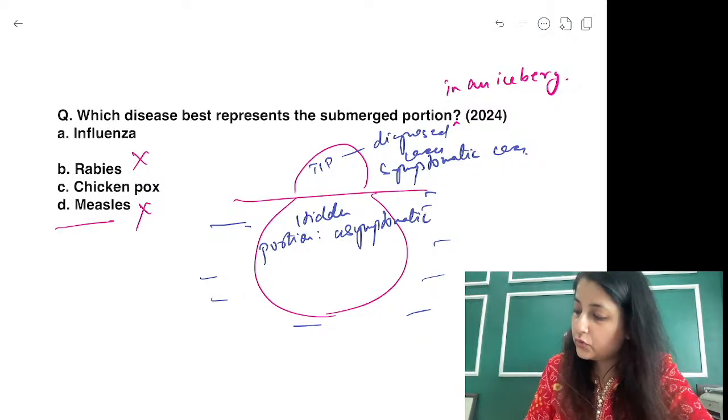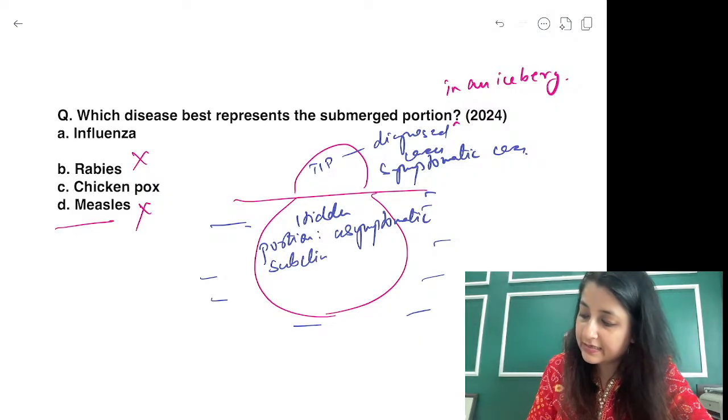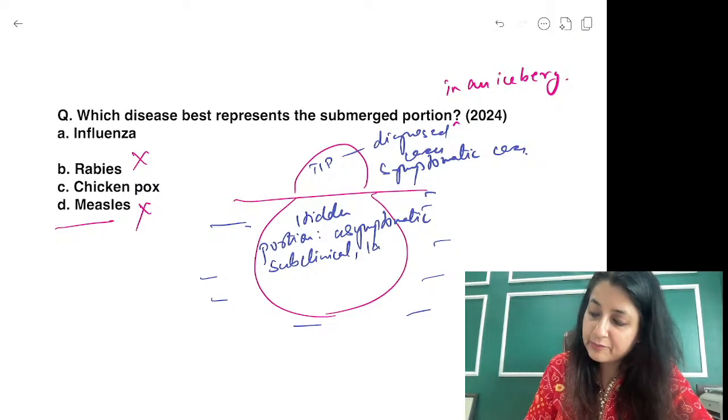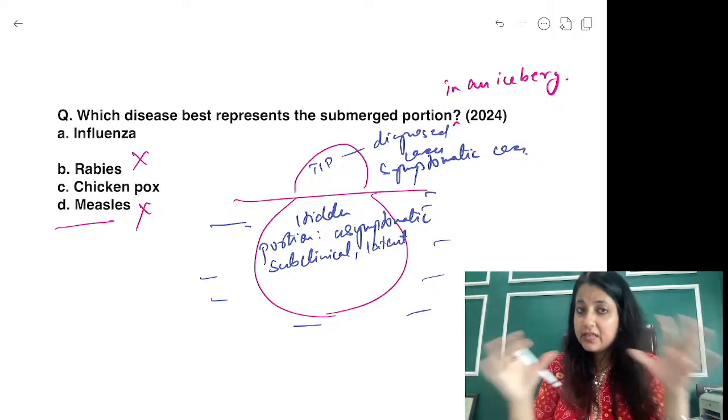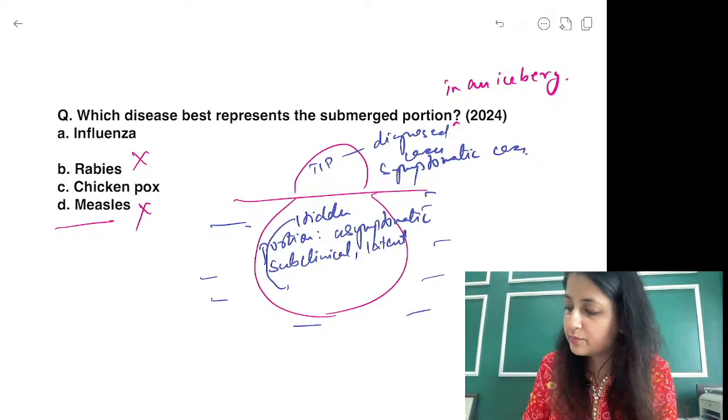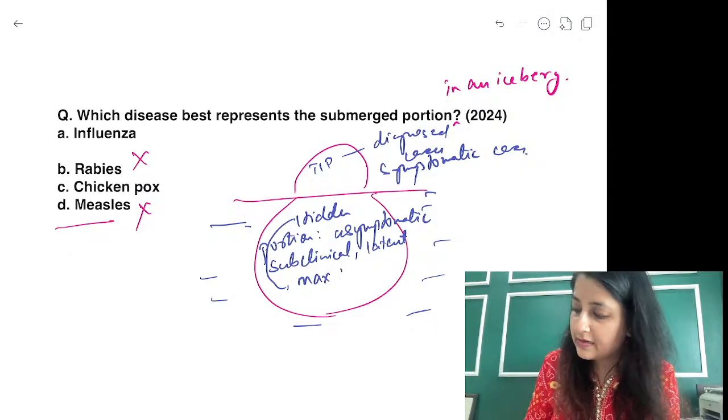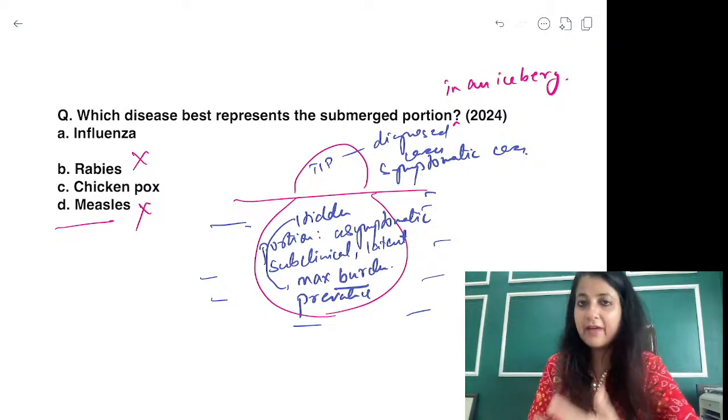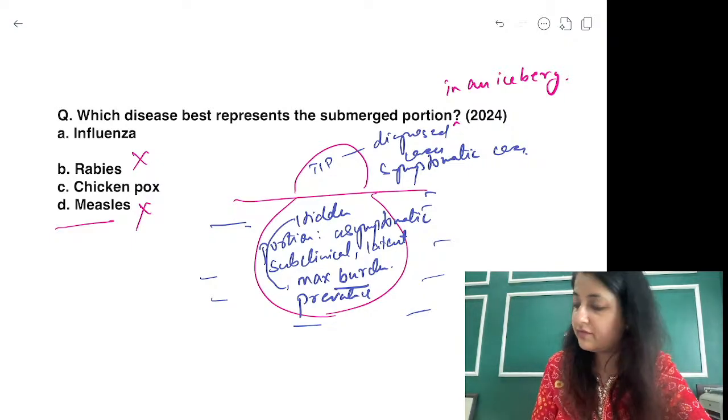Alright, or you could also say subclinical cases. Asymptomatic, subclinical, latent. This hidden portion, guys, contributes maximum burden. Max burden means the more the prevalence. Okay, for burden, we have to always look at prevalence.